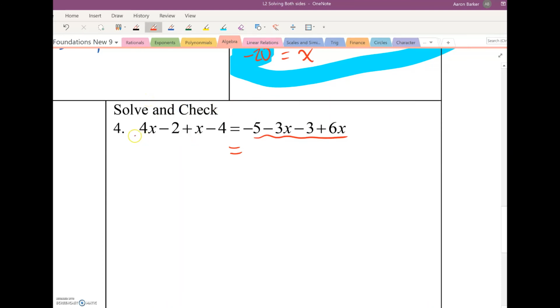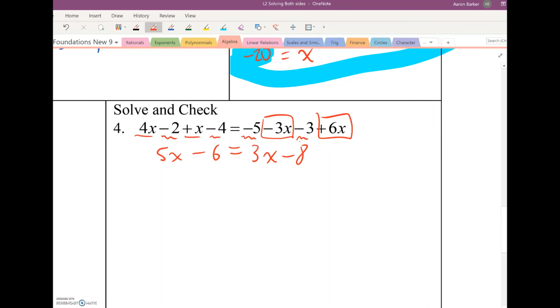So put my x's together. 4 plus 1 is 5x. -2 minus 4 is -6. Let's do our x's again at the front. It's always best, I find, to use this format and keep that format because it makes it simpler if you're always doing the same thing over and over. So I'm going to have a -3x. Keep that sign, it belongs with the 3, plus 6x. That gives me positive 3x. And then the next part is -5 minus 3, -8.